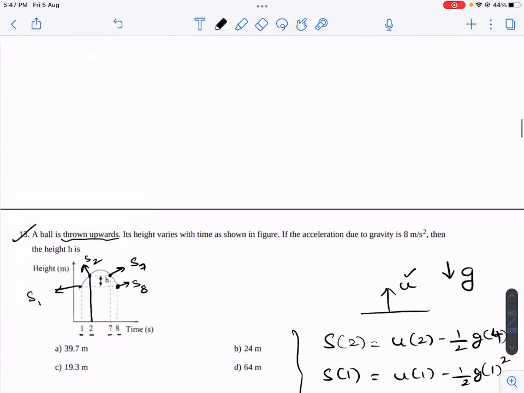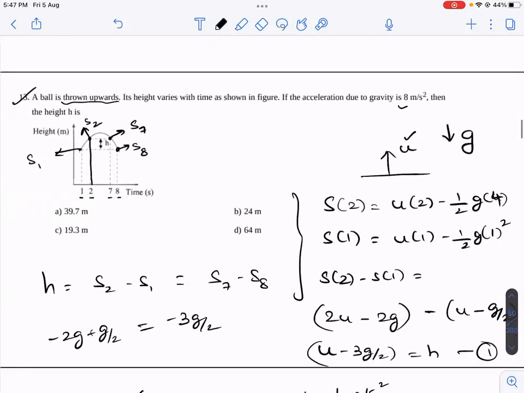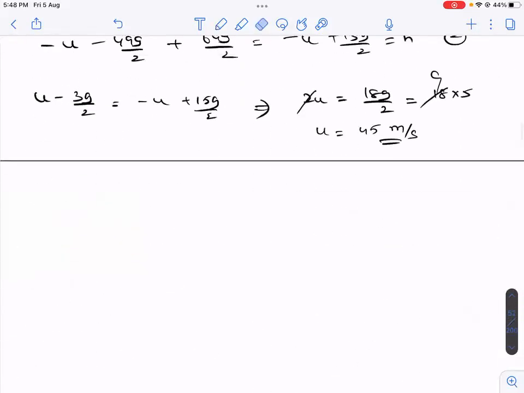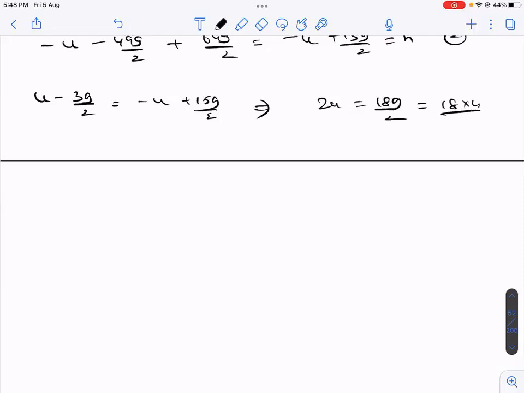One minute, wait. Oh, sorry. Here in this problem, they have given acceleration due to gravity is 8. If that is the case, then this will be 4. 18 into 4 is 72. Okay, I'll come again. So if you observe, 2u will be equal to 18g by 2, or it is 18 into 8 divided by 2. This will go 4 times. So 2u is equal to 18 into 4 is 72, which implies u is 36 meter per second.